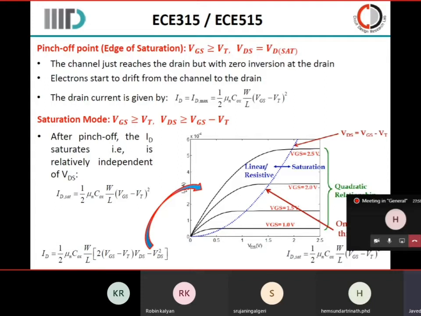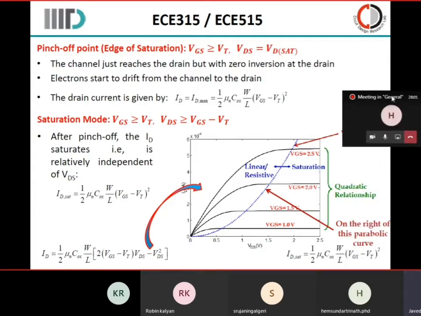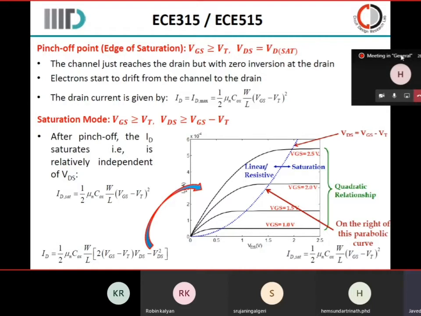So when you plot the ID versus VDS here, you would see that you have a linear region and then a saturating region and then a region of saturation. The black curves define the various current responses with respect to the VGS supply applied and the VDS supply applied, right?